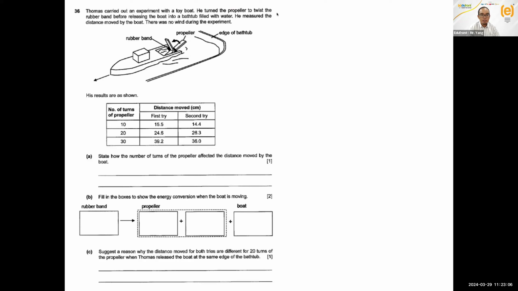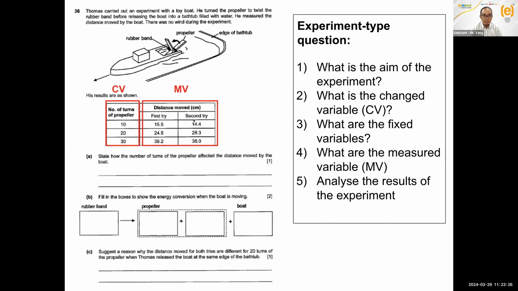Okay. Thomas carried out an experiment with a toy boat. He turned the propeller to twist the rubber band before releasing the boat into a bathtub filled with water. He measured the distance moved by the boat. There was no wind during the experiment. So this is an experiment type question. Okay, let's analyze the keywords in the question.